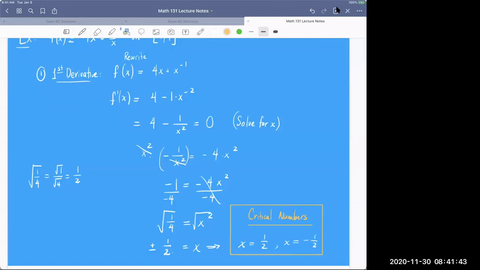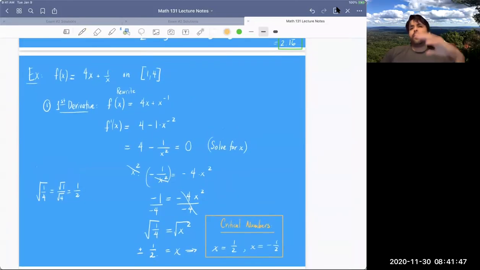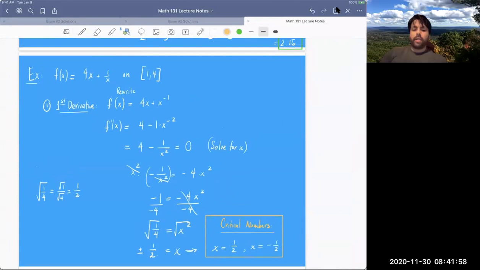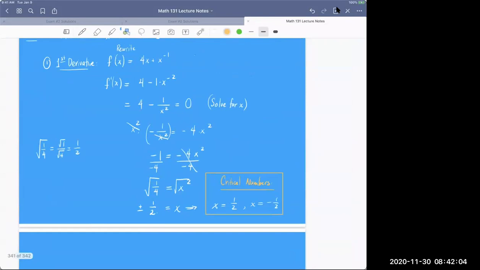Very true. When you have polynomials, they're usually very simple. You use the power rule, factor things out, and things work out very nicely. But when you have things that are no longer polynomial, you have to be a little more aware of how to use the algebra to solve. But yeah, these are my critical numbers.